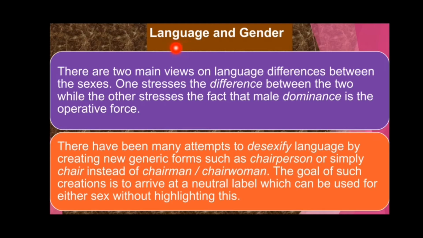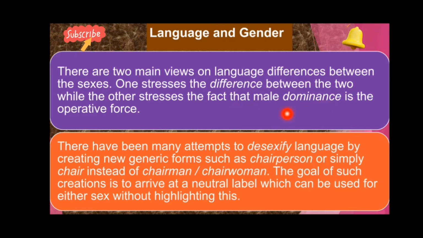Here we will talk more about language and gender. There are two main views on language differences between the sexes. One stresses the difference between the two, while the other stresses the fact that male dominance is the operative force. One view is that males speak a different language from females because these two sexes are different; there are biological differences between male and female, and that's why they speak different languages. The other view is that males are dominant over women, and due to the dominant position of males, males have a different language while females have a different language.